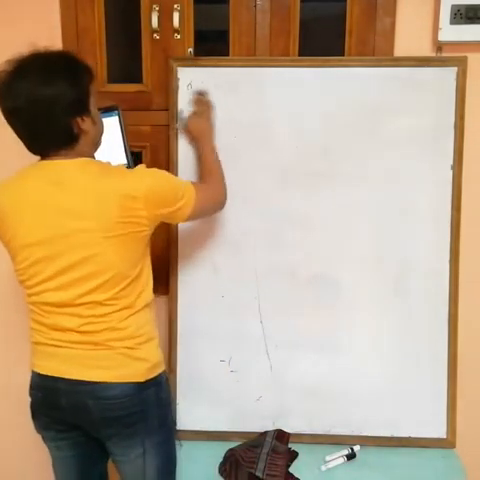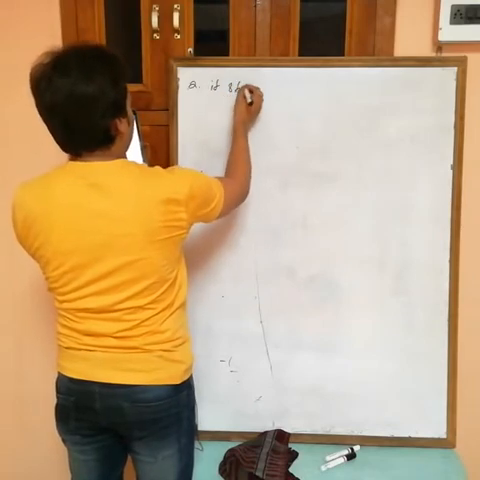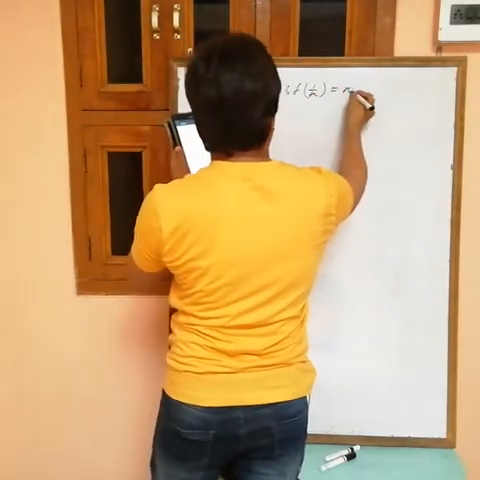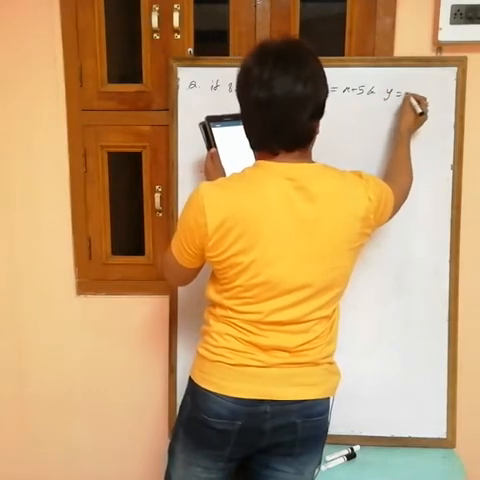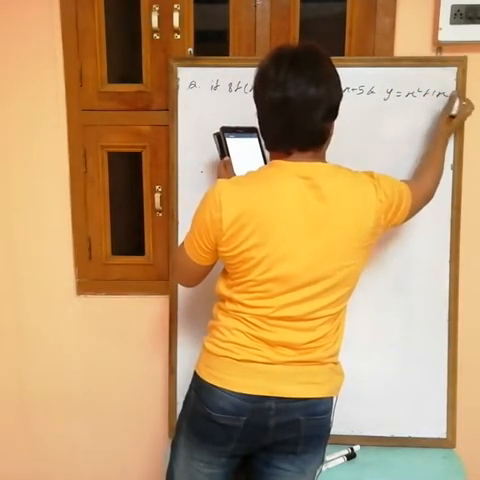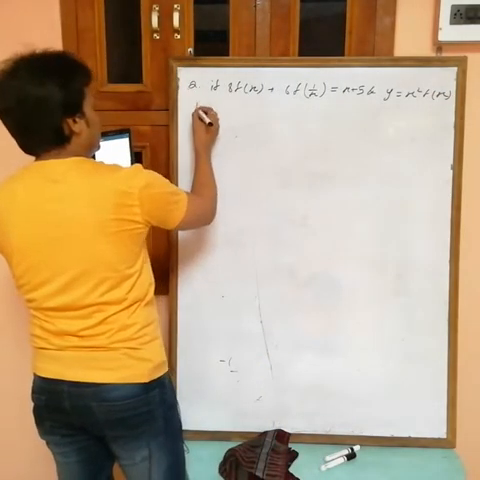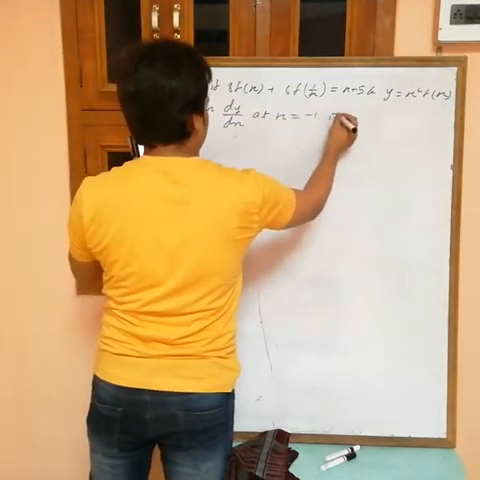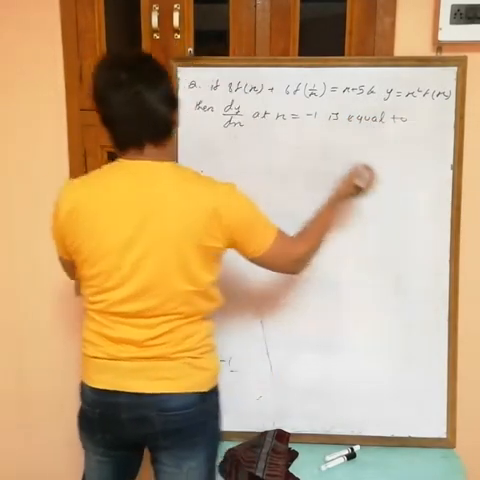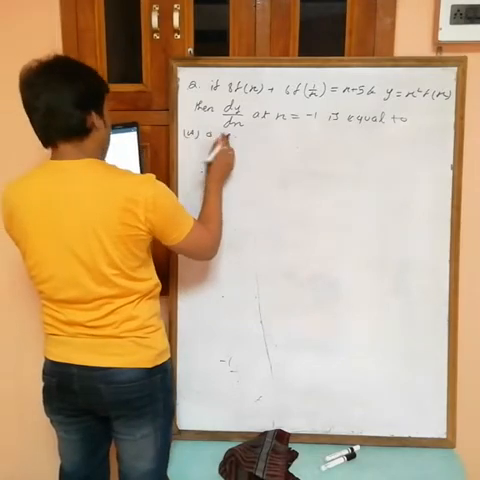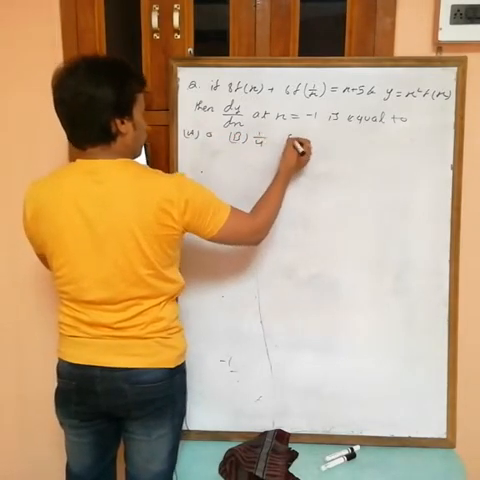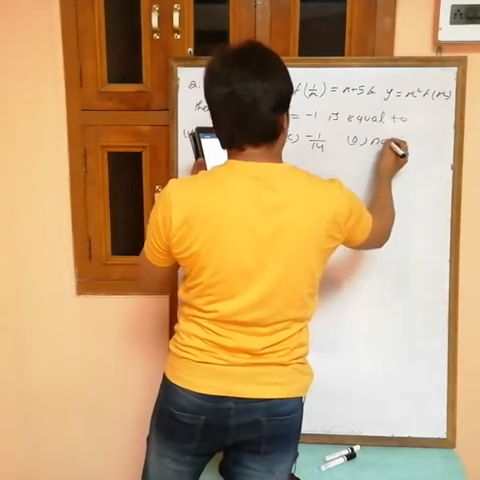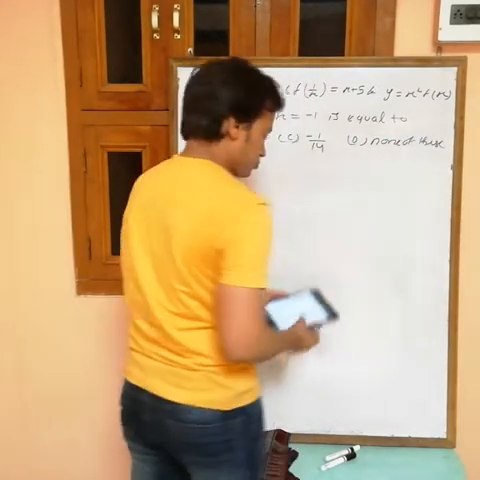Okay, next question. If 8f(x) plus 6f(1/x) equals x plus 5, and y equals x square into f(x), then dy/dx at x equals minus 1 is equal to: first option is 0, second option 1/14, third option minus 1/14, and fourth option none of these. Okay, try this one.